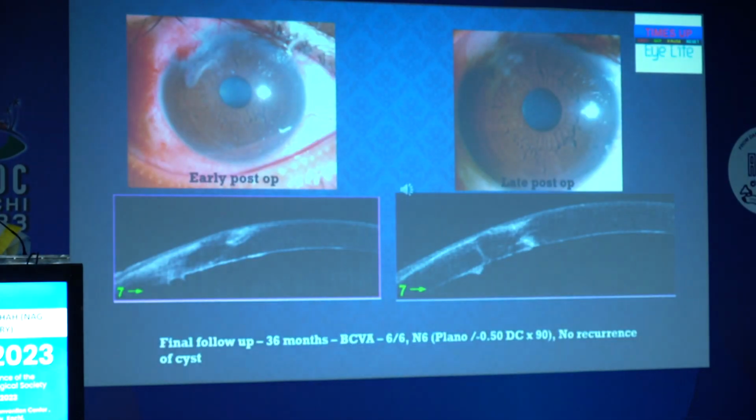And this is the follow-up. We now have about 36 months of follow-up. He just has a 0.5 diopter cylinder, but there is no cyst recurrence, and he is 6/6.